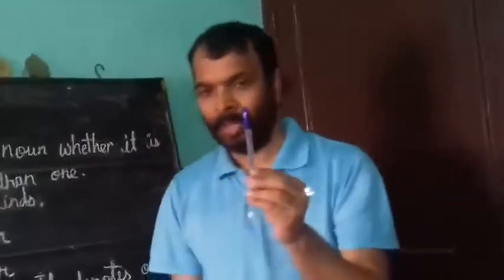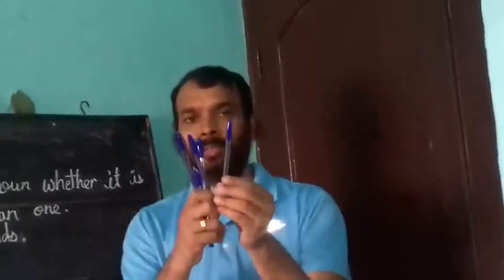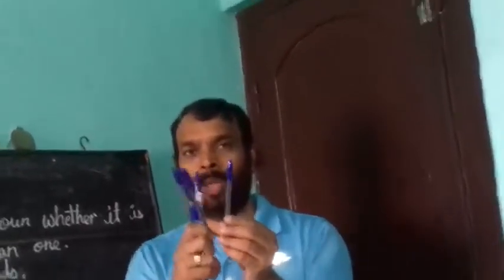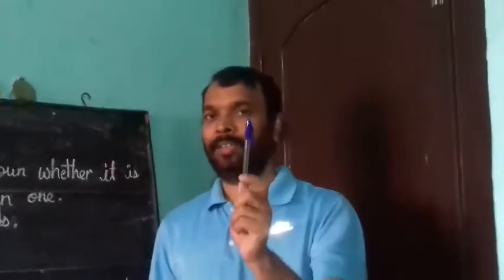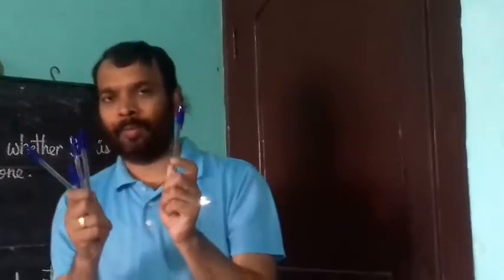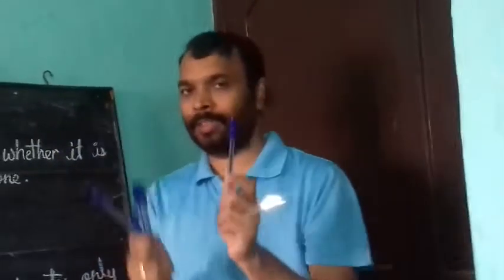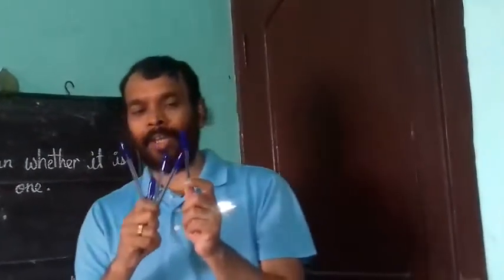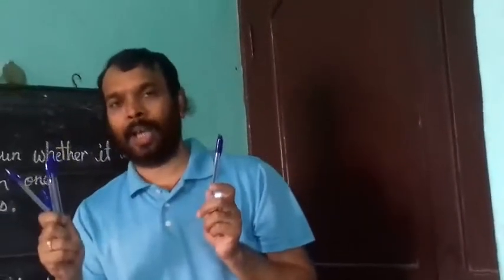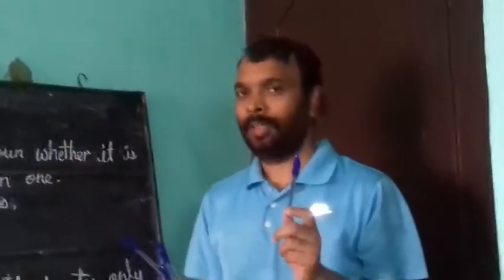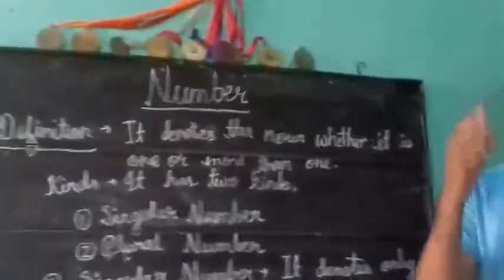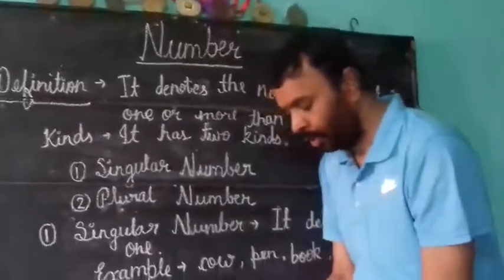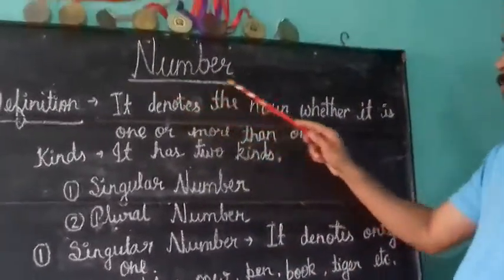When there is one, that time it is a pen, and when there is more than one, these are pens. It means when there is only one, that is called pen, and when more than one, these are called pens. It means pen is singular and pens are plural. In the chapter of number, we read about it. So, today we shall study number.